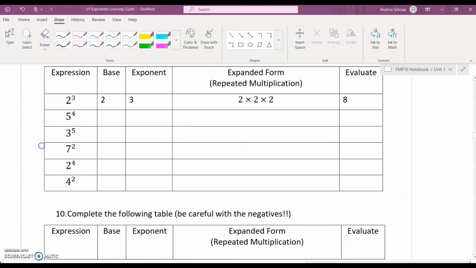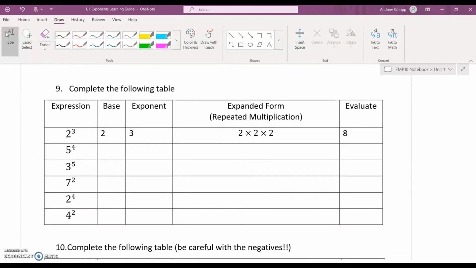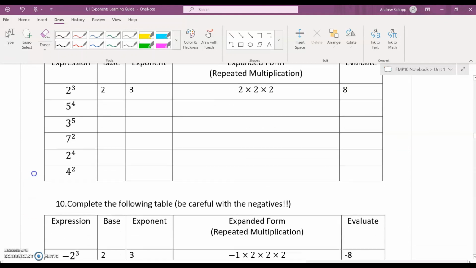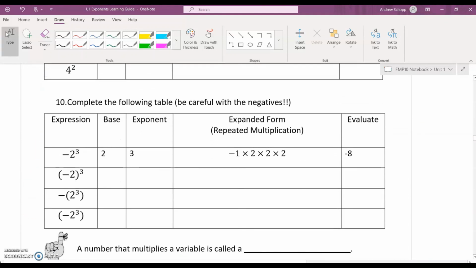If you turn over to the next page, for question number 9, you're asked to complete the following table. And you can see that I've given you a bunch of expressions. I'd like you to identify in each expression what the base is, what the exponent is, what it looks like using repeated multiplication, and then if you evaluate that, what do you get for a value? For question 10, I'd like you to do the same thing, but please be super careful on identifying what is the base and what is the exponent. Give it a try. Check your work after you're done.